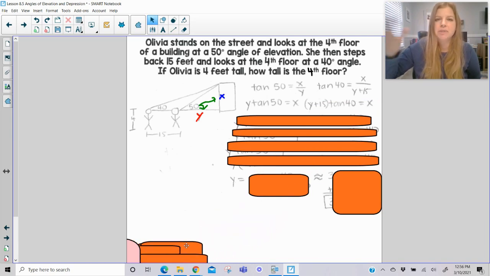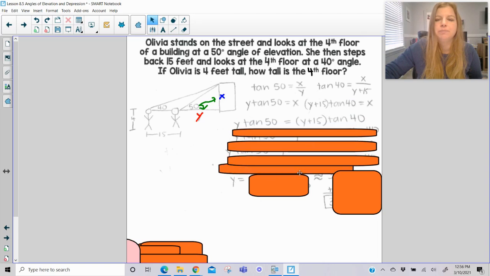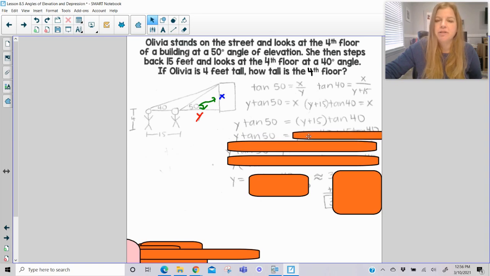Now think back to systems of equations from Algebra 1. If you have two equations both set equal to x, then you can set those expressions that are equal to x equal to each other. So I can substitute y tan 50 in for x into that second equation. And now I have y tan 50 is equal to y plus 15 times tan 40. Okay, so y tan 50 I can do nothing with for right now. And then y plus 15 times tan 40, that tan 40 is going to get distributed to the y.